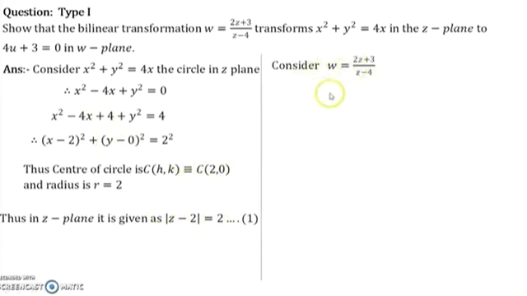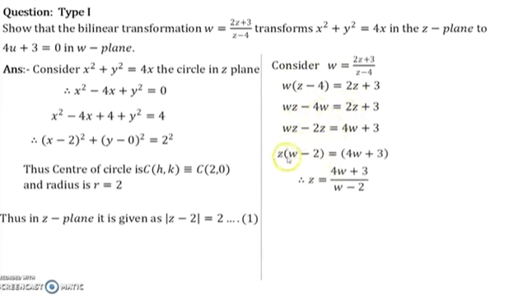Consider the given transformation w = (2z + 3)/(z − 4). So now, we shall multiply the denominator into the LHS. We will get w(z − 4) = 2z + 3. After multiplying and simplifying, rearrange the z terms to one side and the other terms to the other side. The terms containing z are wz and 2z. Keep those on the left. Next I am taking z common on the left hand side. We will get z(w − 2).